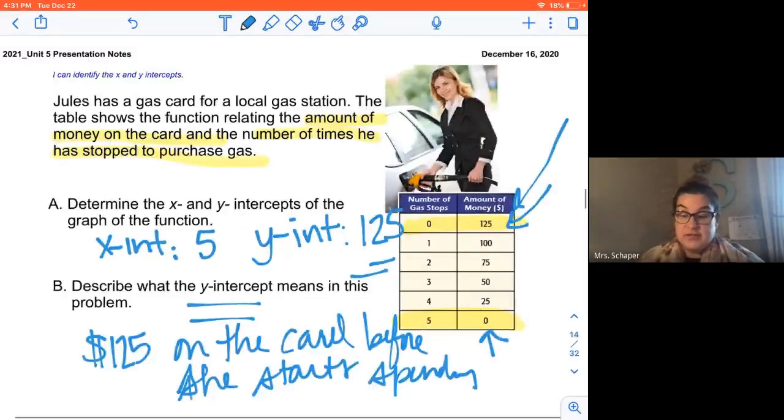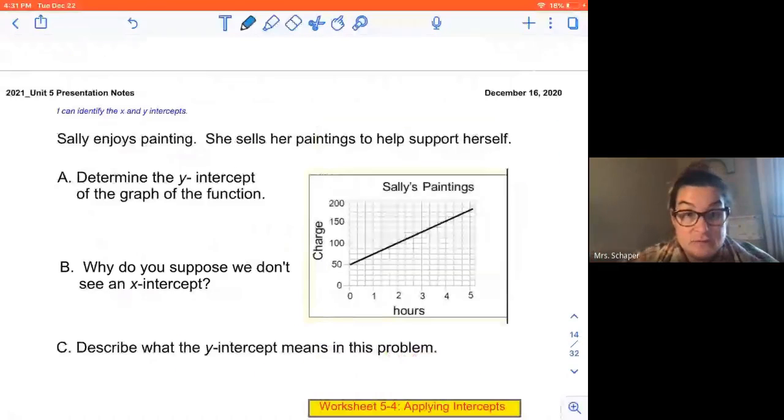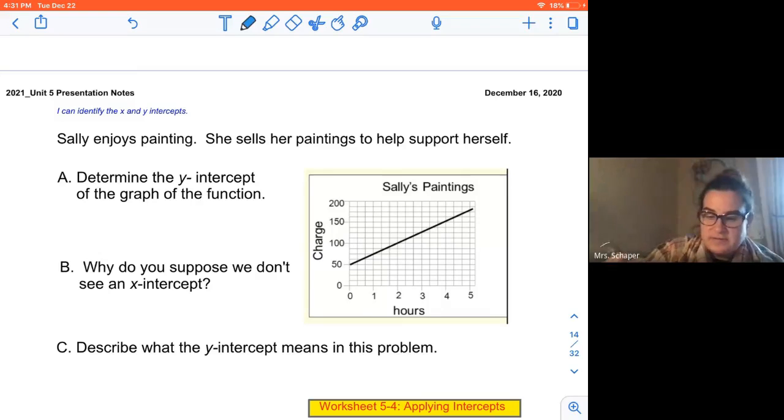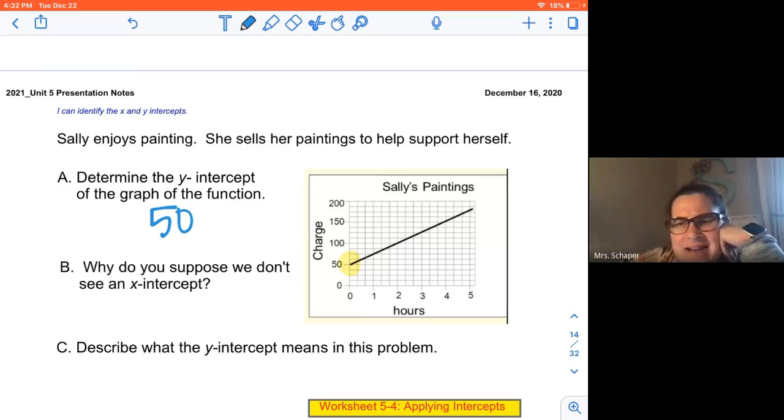Okay, let's do another one right here. Sally's paintings. She loves painting. So we have to determine the y-intercept of the graph right here. The y-intercept of the graph is 50. Now when I look at this graph, I don't see an x-intercept. Well, let's think about what this means. Sally's paintings. This is what she charges, that's her y-axis, her dependent. This is how many hours she works.